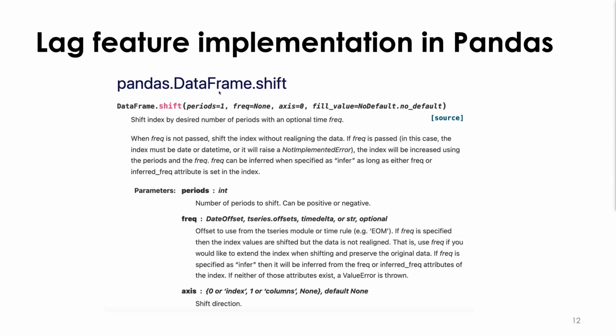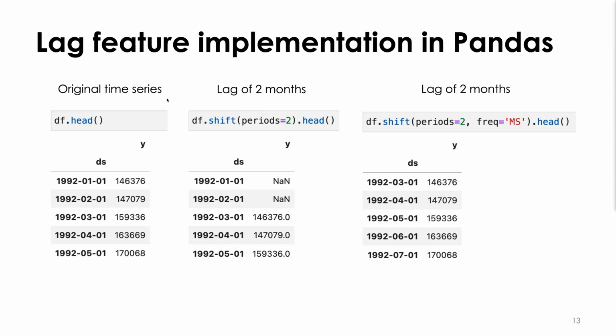We can either specify the number of time steps that we want to shift by in periods, or we can specify a string value which tells you the time horizon that you want to shift by. So let's look at some specific examples. Here we have our original time series represented by a data frame. You can see the time index here and the value stored in the column Y.